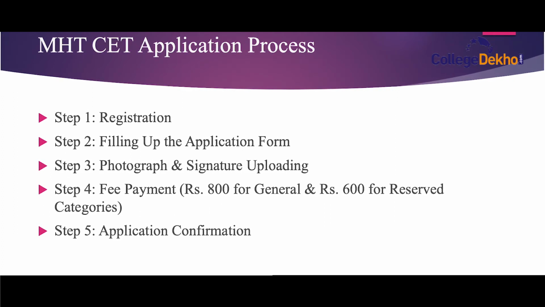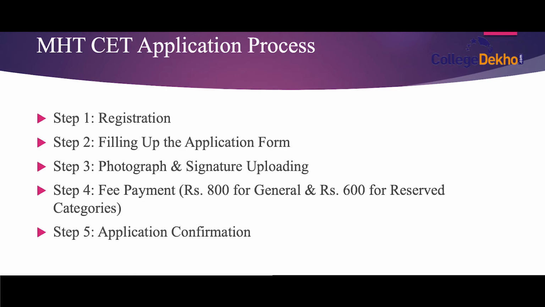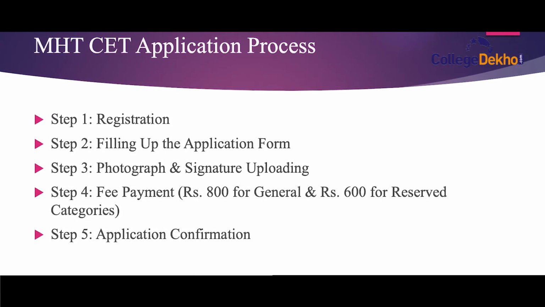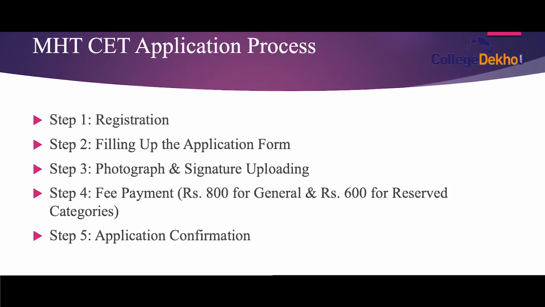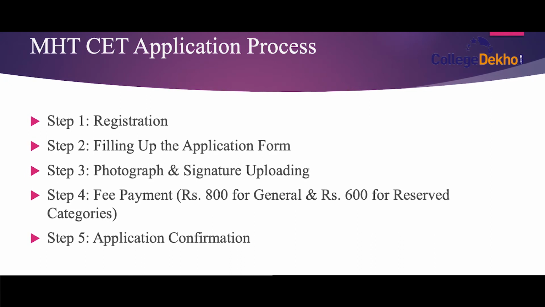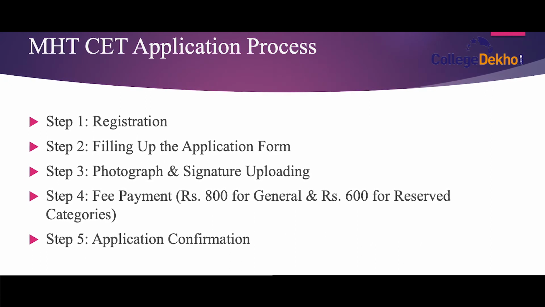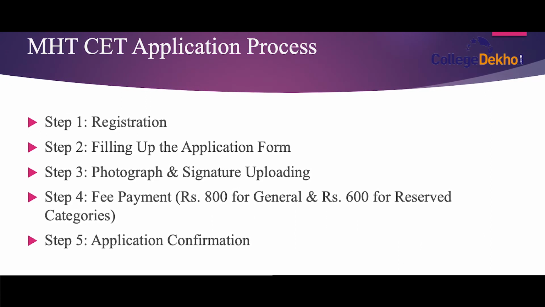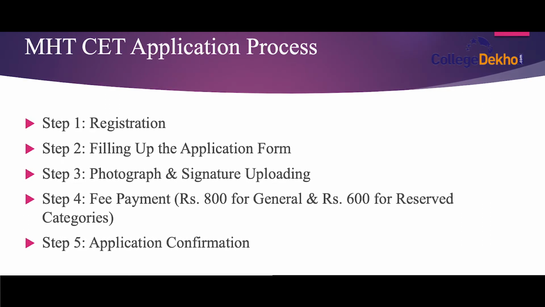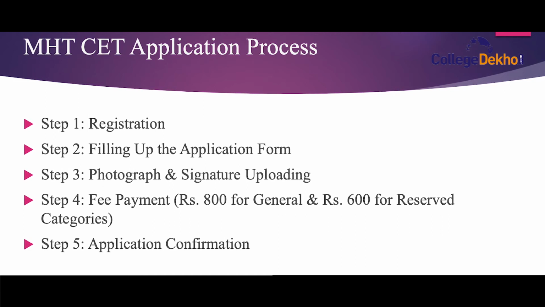And step 4 is fee payment. You need to pay the application fee through online mode only, that is through digital payment methods using a credit card, debit card or internet banking facility. The application fee is rupees 800 for general category and rupees 600 for reserved categories. And step 5 is application confirmation. After the successful fee payment, you will receive a confirmation page. You need to take the printout of that confirmation page.